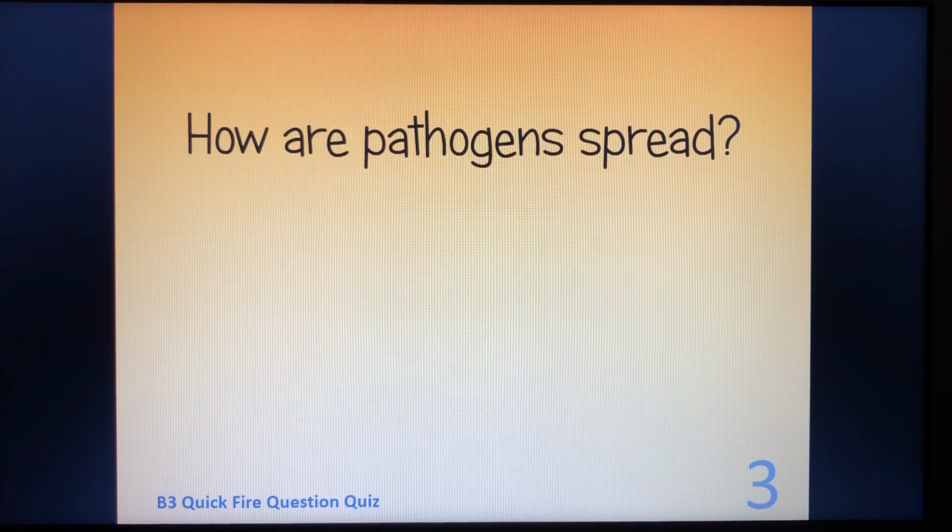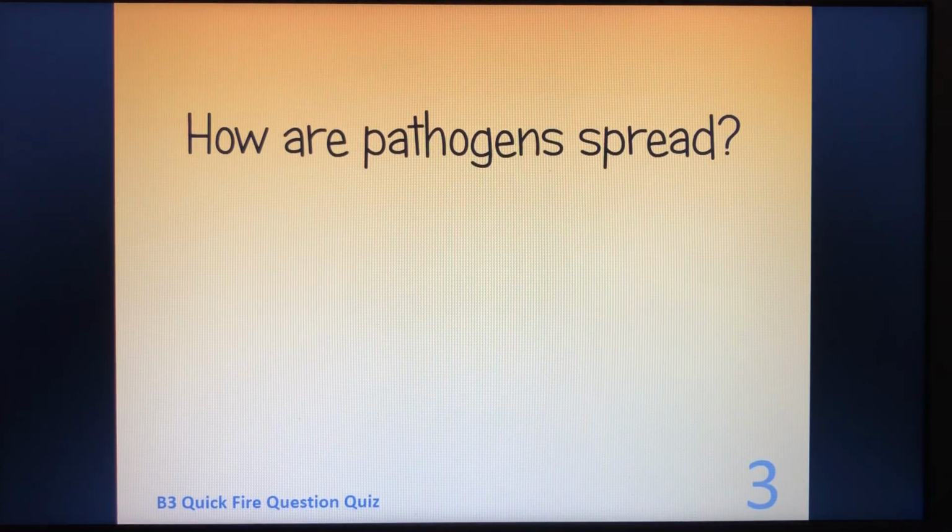Question 3. How are pathogens spread? Now we've got 5 possible answers here. Decide for yourself how you want to do your marking. Are you going to try and look for 5? Are you going to try and get 1 or 2? You decide. So how are pathogens spread? Very topical at the moment. I'm sure we can think of some examples.